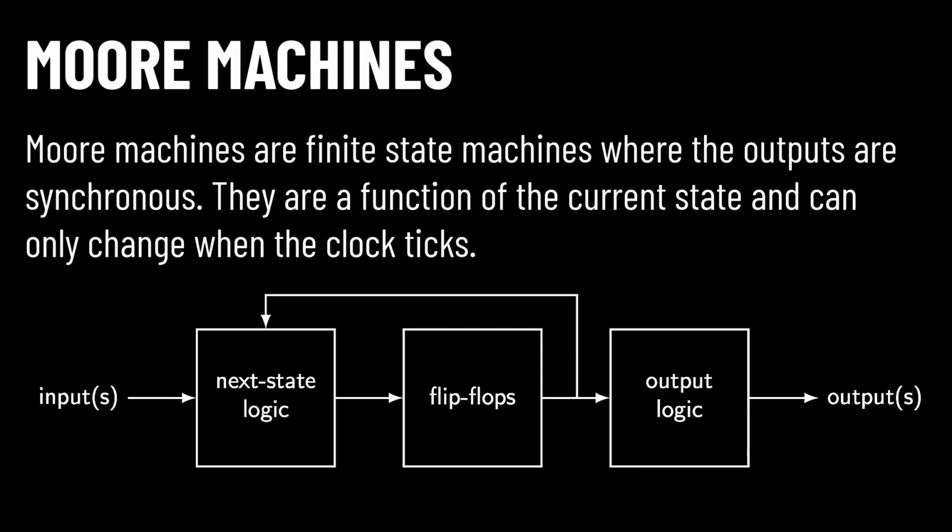A Moore machine is a finite state machine where the outputs of the circuit are synchronous. That is, any output values are uniquely designed for each particular state, and the only way to make the output value, or values, change is for the clock to tick and for the state to change. In this video, we'll learn about Moore machines by considering two different examples.